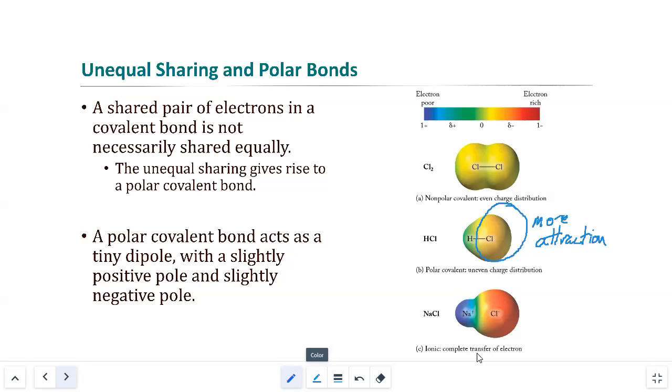That last one there is an ionic bond. In an ionic bond, that chlorine has such an affinity for that electron that it just flat out takes it. And we can see on this color temperature map, the area around the sodium, cold. That electron's not there. That area around the chlorine, hot. That electron is always there. So there's no evenness in sharing. There's not even unevenness in sharing. It's just flat out theft.